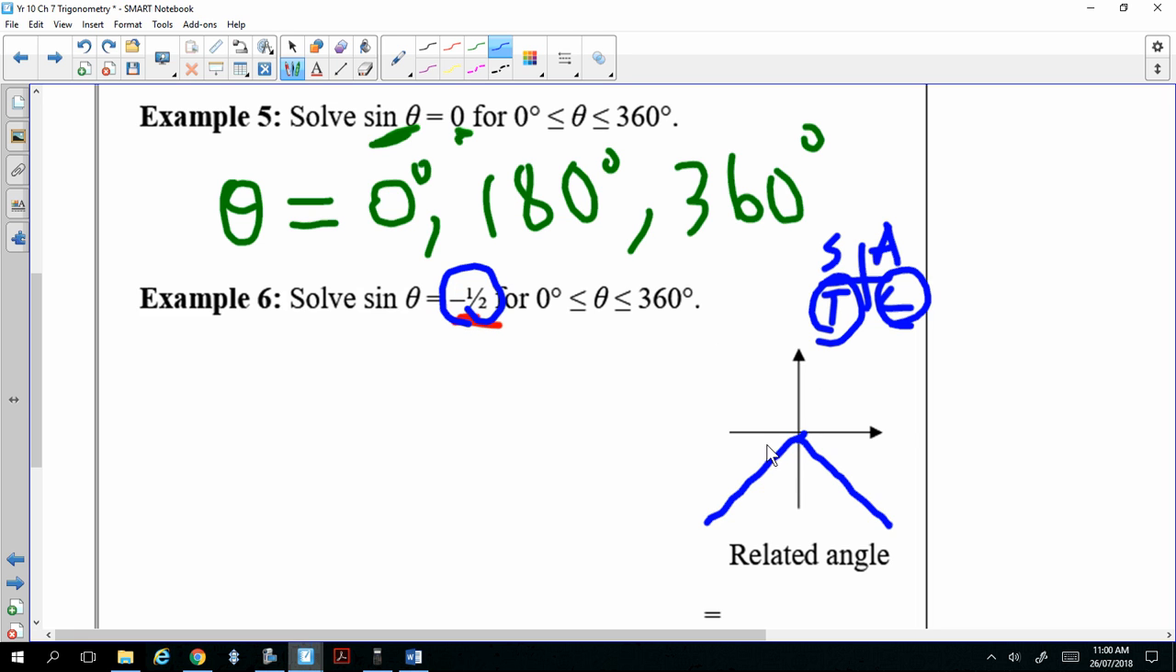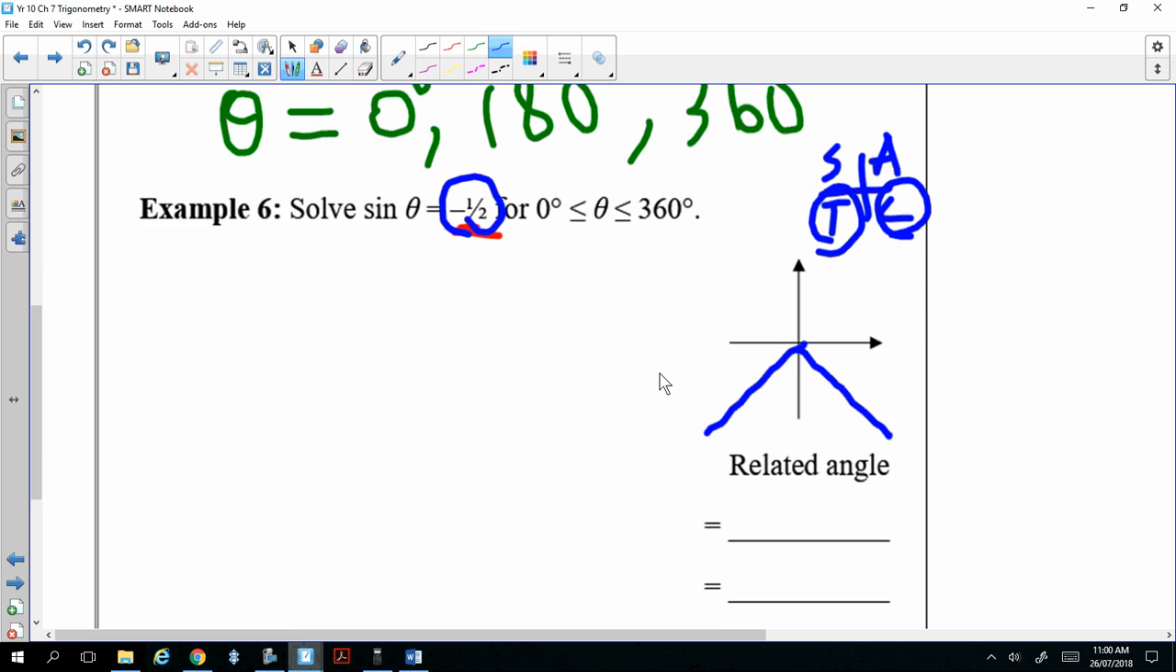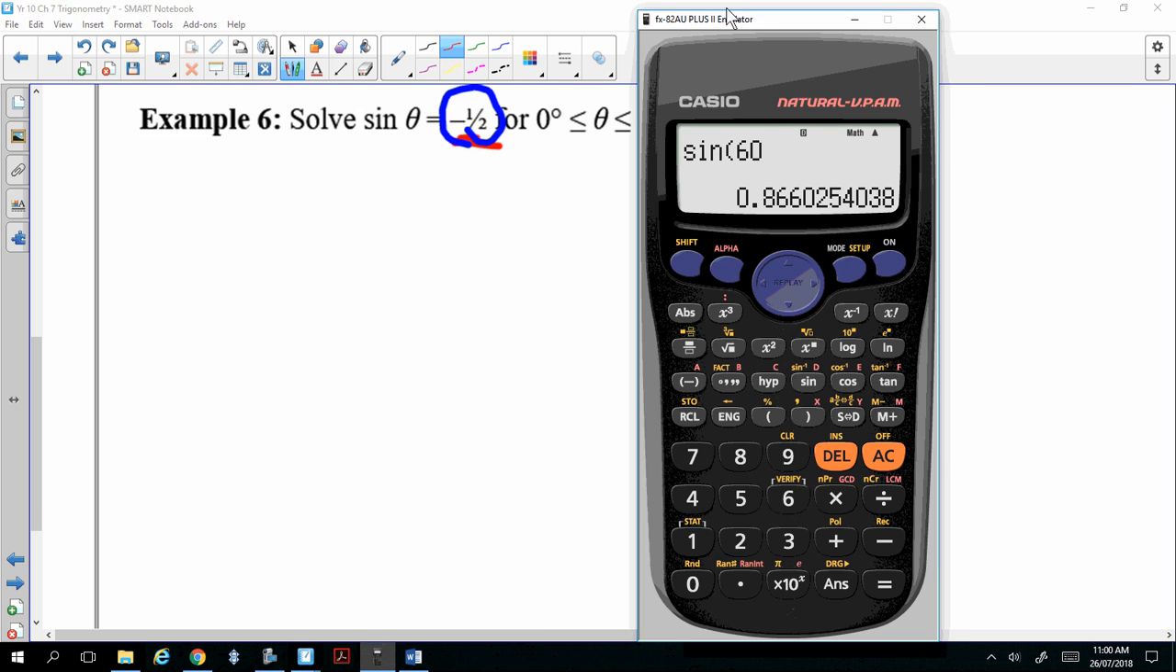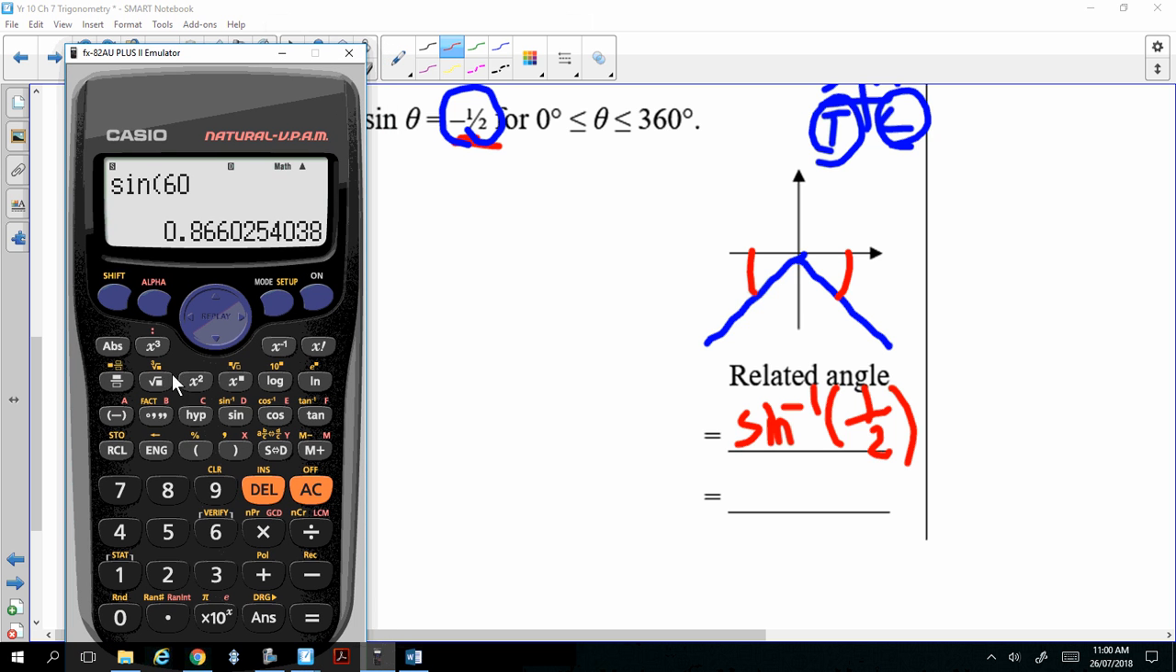Now, first we have to work out what we call the related angle. How do I work out the related angle? You do shift sine, but this is the important part. You put the positive. Remember, it's an acute angle. Do not put negative, put positive. It's not a mistake. I deliberately take the negative out. You always put positive. So if you know the exact answer, you can work out shift sine 0.5, which is half, 30 degrees.